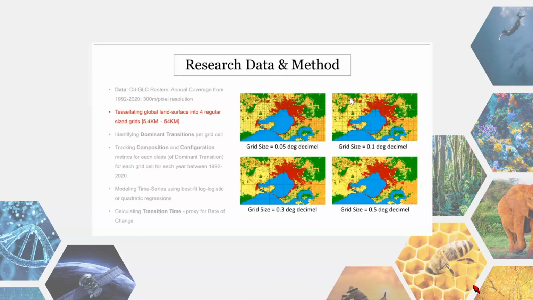The spatial resolution for these grids ranges from 0.05 to 0.5 decimal degrees, which roughly corresponds to 5.4 to 54 kilometers at the equator.